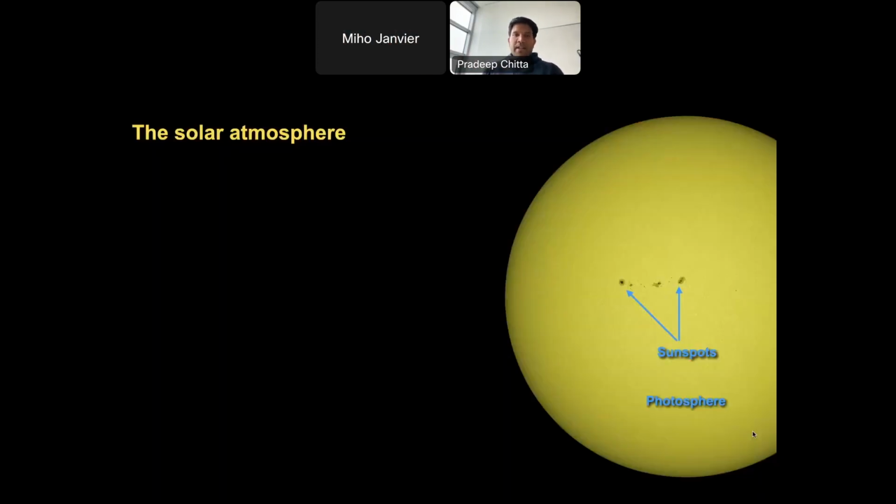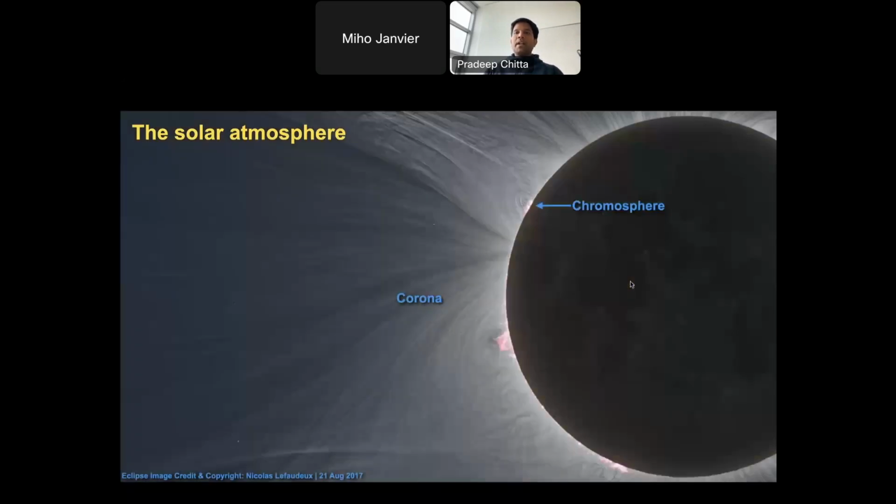On a normal sunny day, when you look outside, you will find the sun to be this boring yellow disk or ball of light. And sometimes there are these black blemishes on the sun that we call sunspots. But on occasions, when the sun's disk is completely blocked by the moon, we get this total solar eclipse and we get to see a much larger extent of the sun's atmosphere.